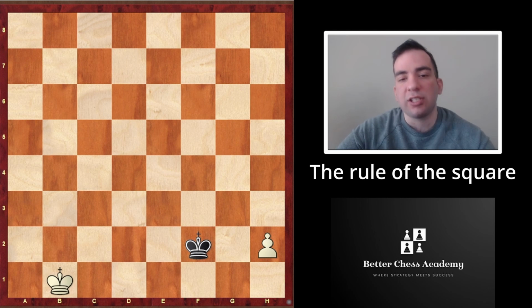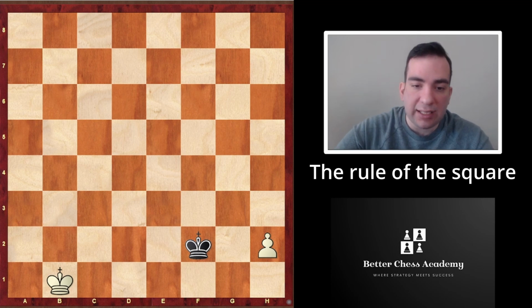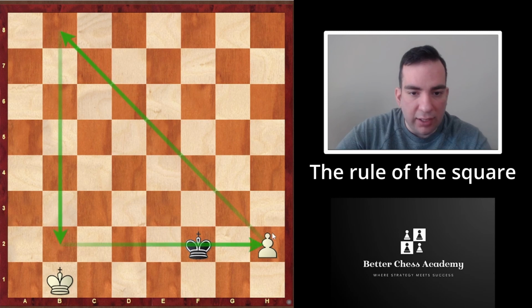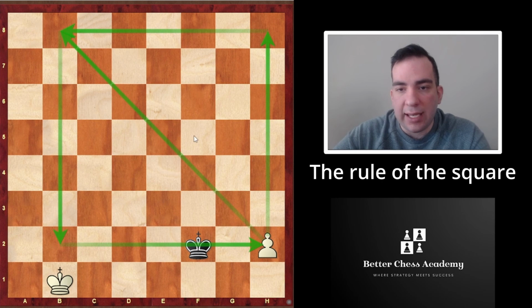And now we're going to see some exercises. In this exercise, it's black to play, and he has to make a draw. As we can see, the square is this one, so black is inside it. But he has to decide which move to make.